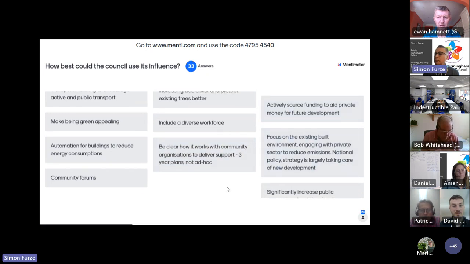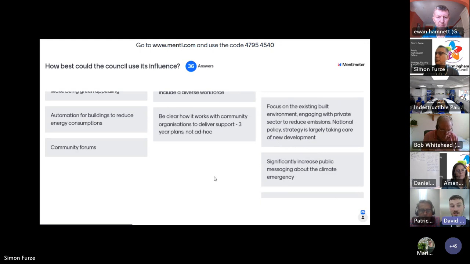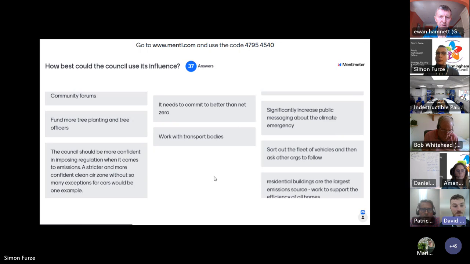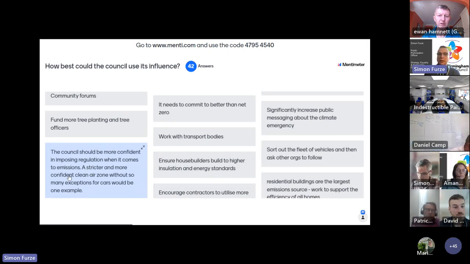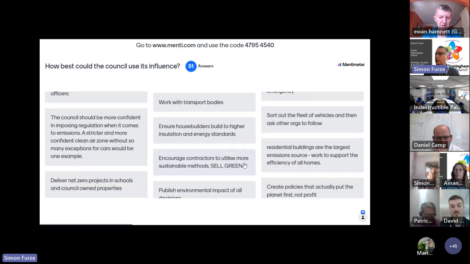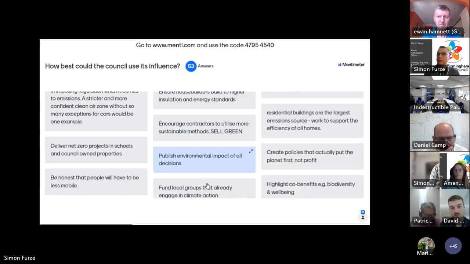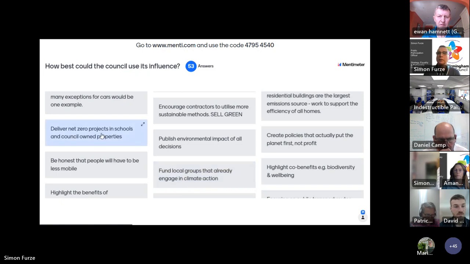Community forums. Yeah. It seems like a really good mix of answers there and lots of stuff. Some are things we're already looking into, but definitely a lot of really knowledgeable answers. That one's quite a good one as well. The council should be more confident in imposing regulations when it comes to emissions. Again, I think that fits in with what you were saying, David, earlier on, that we've got to get our own house in order as well. So it's a little bit of both, isn't it? Residential buildings are the largest emission source, so work to support efficiency of all homes. Yeah, it's something we've discussed and supported around going into schools and talking about net zero.